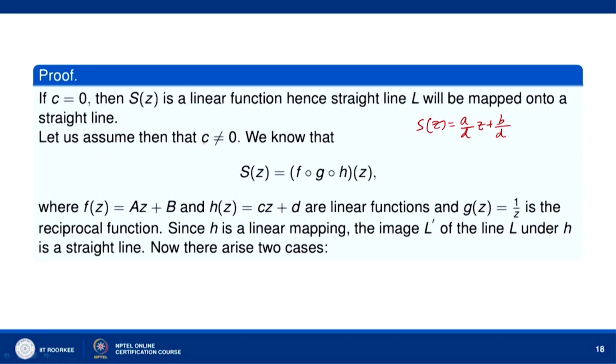Now, let us assume then that C is not equal to 0. When C is not equal to 0, we recall that S(z) can be expressed as the composition of f, g and h, f o g o h, where f(z) and h(z) are linear functions, and g(z) equal to 1 by z is the reciprocal function.